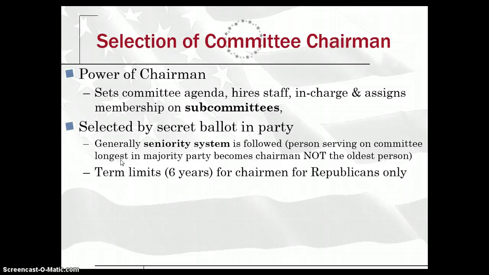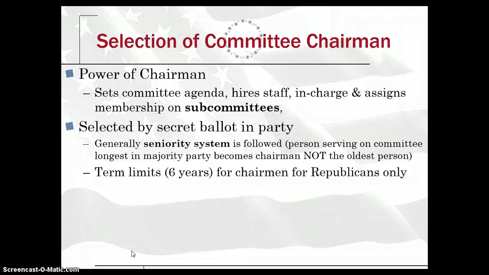You basically set the committee agenda. You are hiring staff. You are in charge. You assign membership on subcommittees, because on each committee there could be several various subcommittees. So just because we only see, for example, 20 or so standing committees, that doesn't show the number of subcommittees involved as well, where they'll study an issue or a part of the overall main topic. For example, if we're looking at the House Committee on Foreign Affairs, there's actually a subcommittee just on the Western Hemisphere. So there are several subcommittees depending on the actual standing committee.